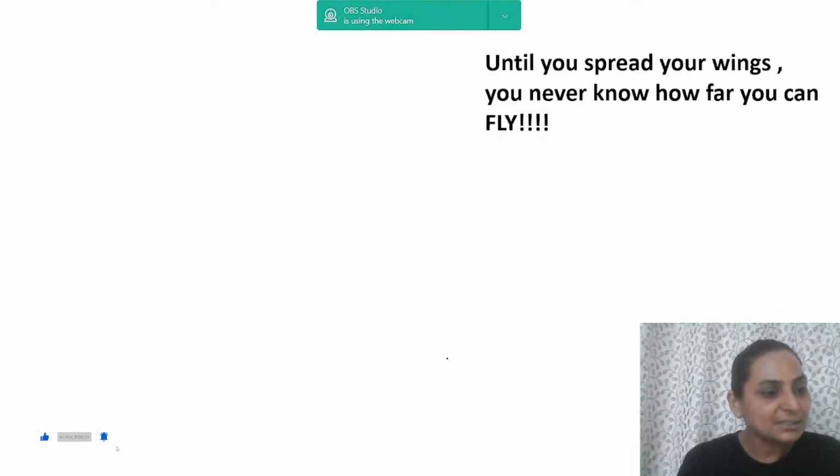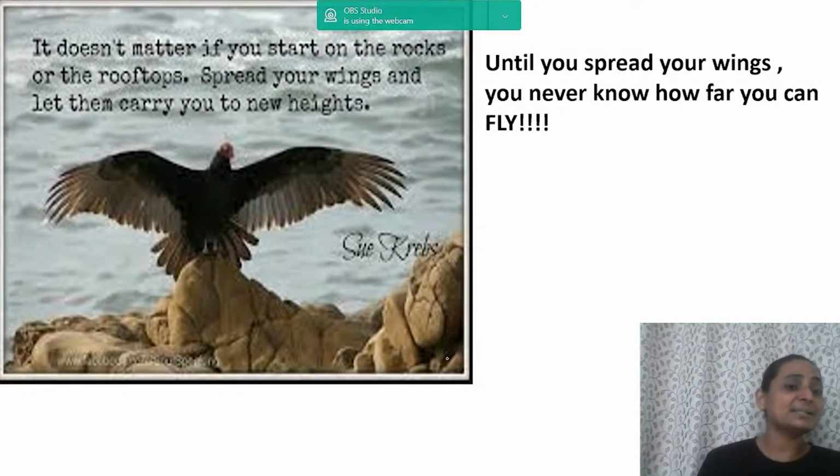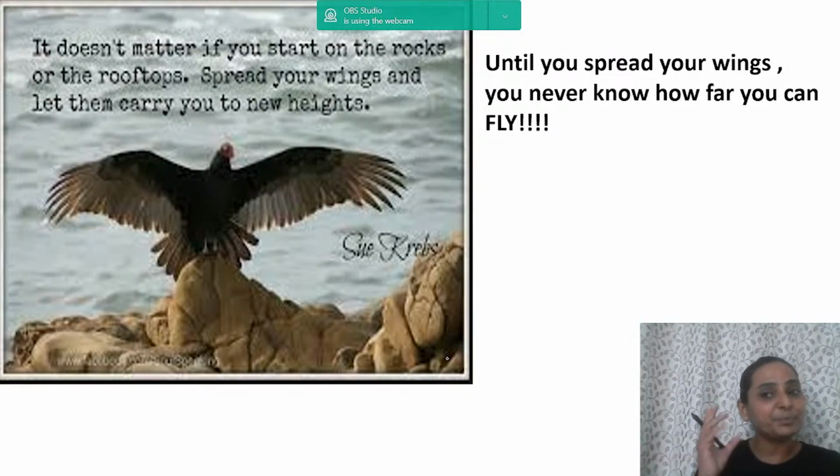So with this we come to an end. You know that basal ganglia is highly developed in the birds. So remember, until you spread your wings, you never know how far you can fly. It doesn't matter if you start on the rocks or on the rooftops, just spread your wings and let them carry you to new heights.